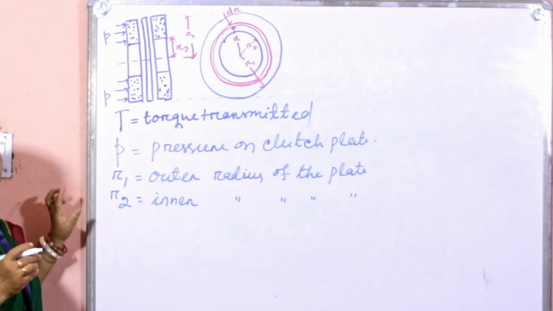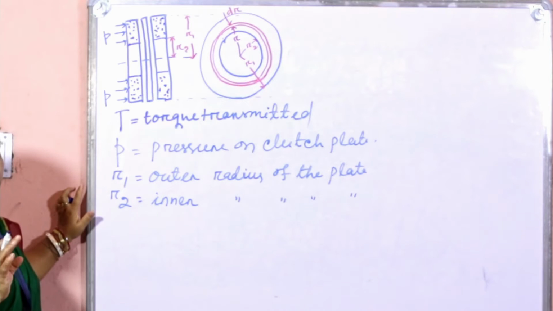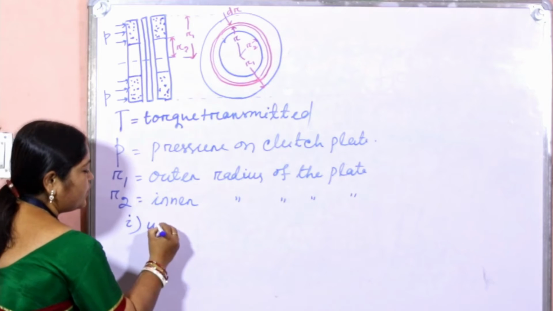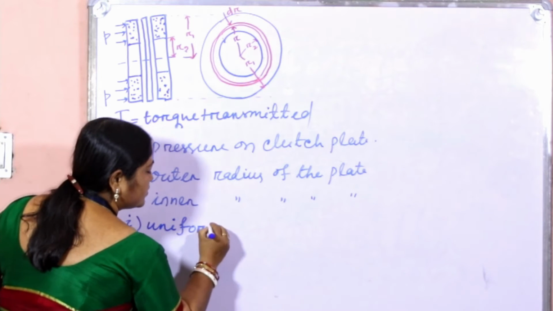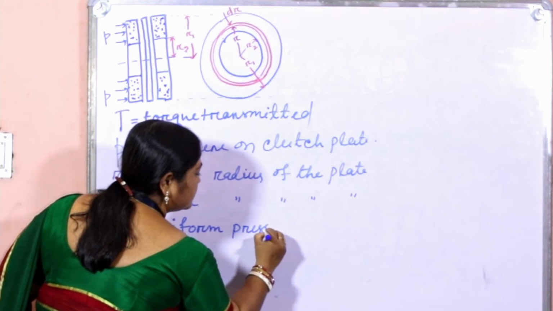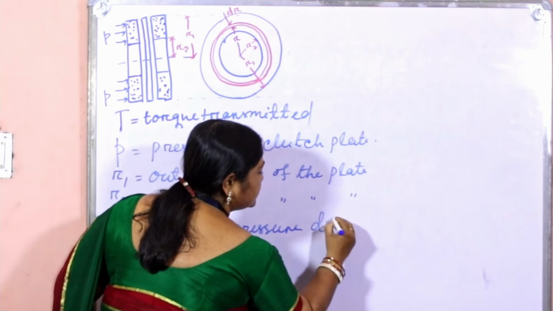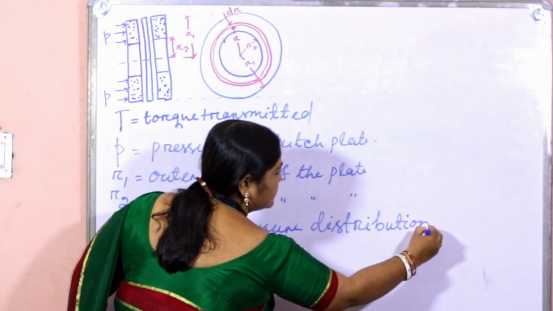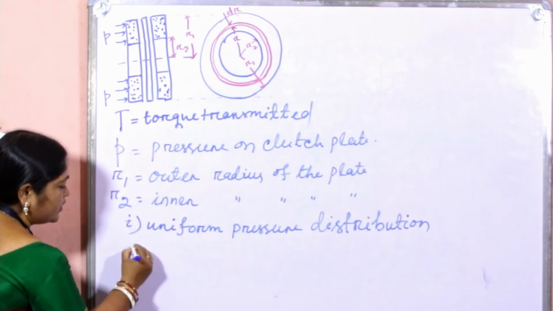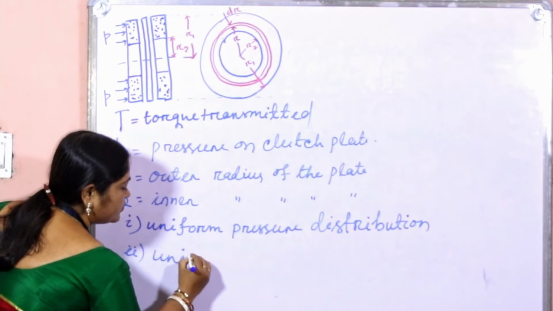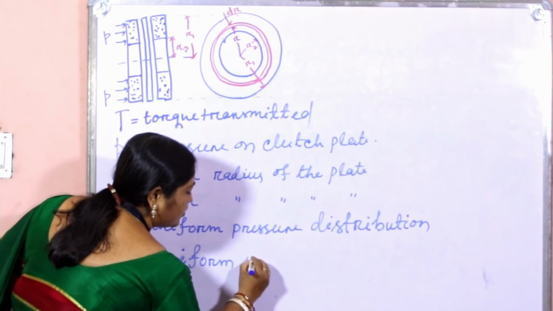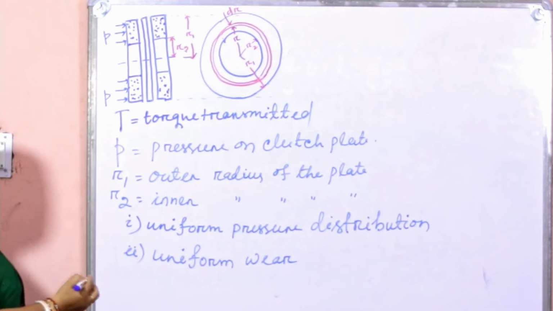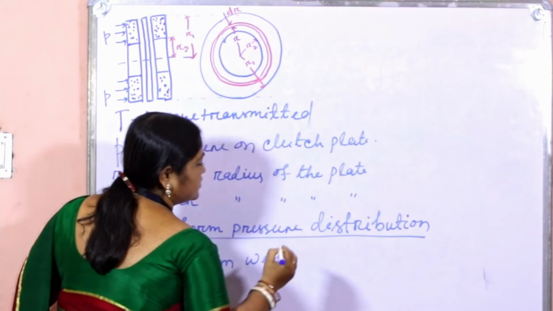So these are the different nomenclatures. Then we are going to derive the equation for the torque transmitted. There are two conditions: one is uniform pressure distribution, and another one is uniform wear. First we will discuss the uniform pressure distribution.